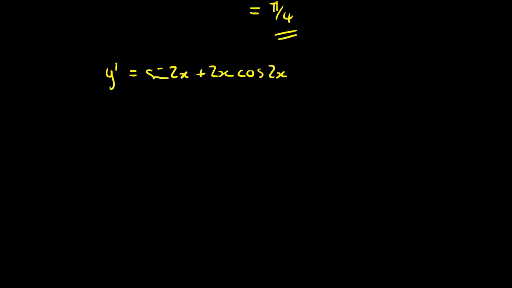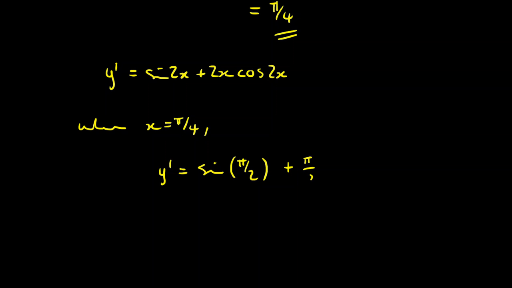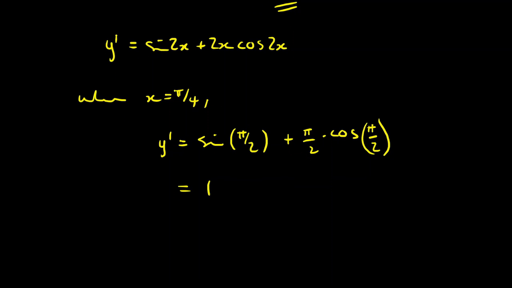So when x is equal to pi by 4, dy/dx is equal to sine of (2 times pi by 4, which is pi by 2), plus 2 times pi by 4, which is pi by 2, times cos of (2 times pi by 4, which is pi by 2). Now, sine pi by 2 is 1, and cos pi by 2 is 0. So we get 1 plus 0, which is 1.